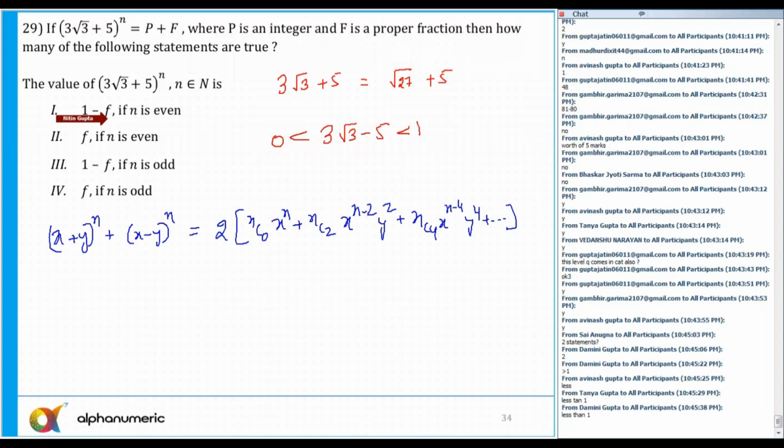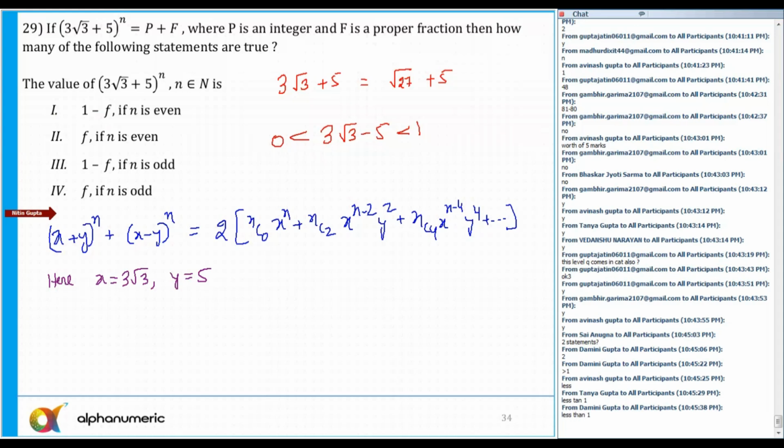Here the values of x and y are very important to understand. Which one is greater? Definitely 3 root 3 is greater. Yes or no? So x is equal to 3 root 3 and y is equal to 5. So x is 3 root 3 and y is equal to 5.